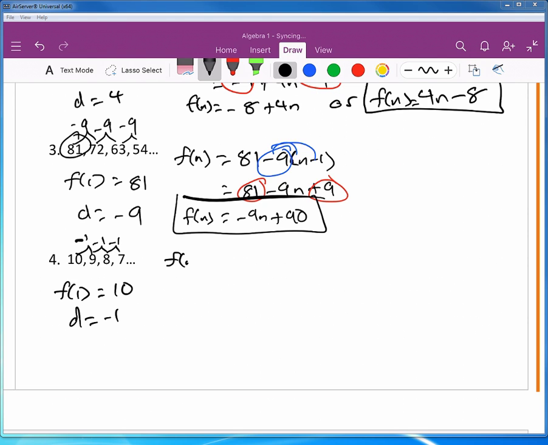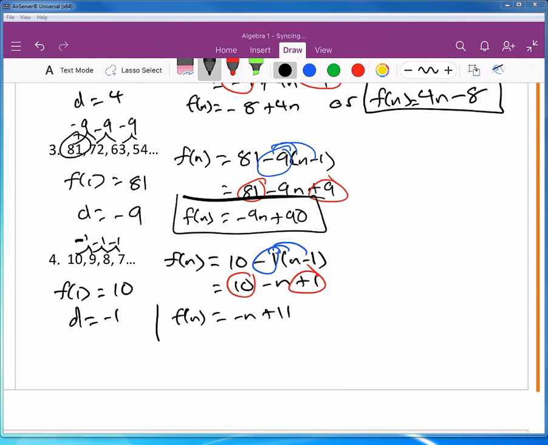Plug it into your equation. Okay, that's how you write the rule. First term goes first. Minus 1 is your d. And then n minus 1 stays the same. Distribute. Okay, so bring down the 10. Negative 1 times n is just a negative n. Negative 1 times negative 1, positive 1. Combine like terms. That gives me 10 plus 1 is 11. But let's bring down the negative n first. Plus 11. That would be your answer.